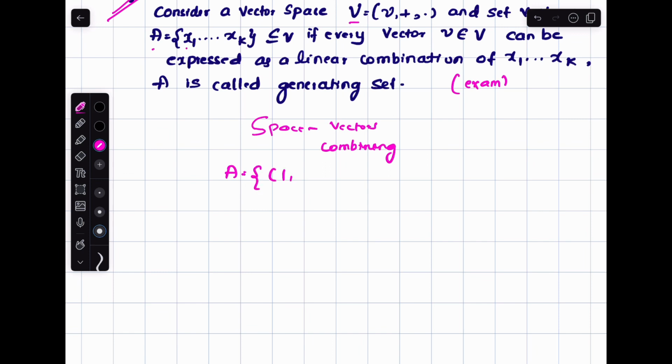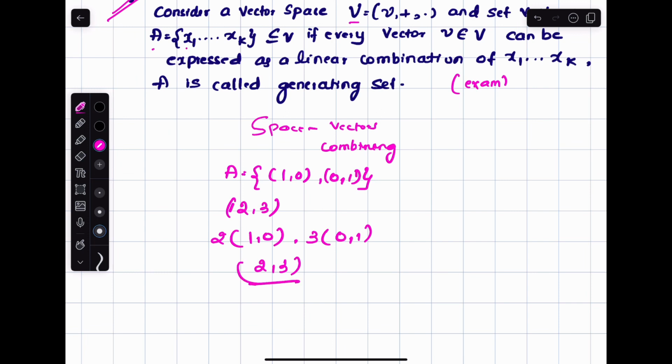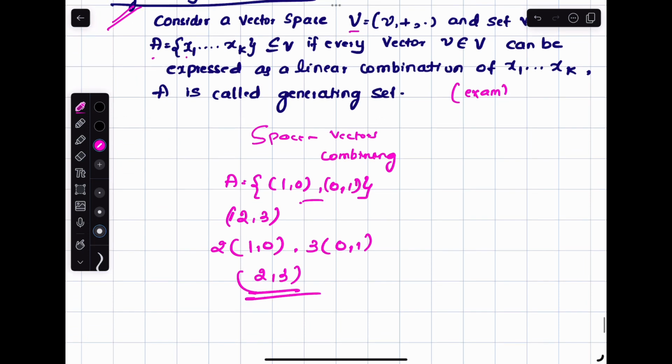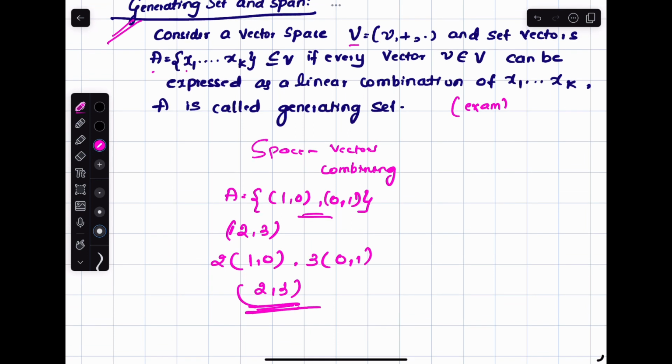Suppose you have the example, say A is a set and you have (1, 0) and (0, 1). These vectors form a generating set of the entire two-dimensional space, because any vector in that space can be created by combining these vectors. Say for instance, suppose you have to create the vector (2, 3). How will you achieve it by the set? You will multiply 2 into (1, 0) and 3 into (0, 1), and the answer you will get is (2, 3). So from the set A you can create the vector (2, 3). That is what the generating set means.